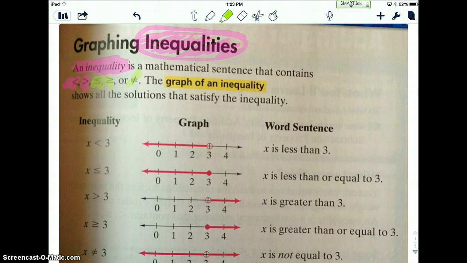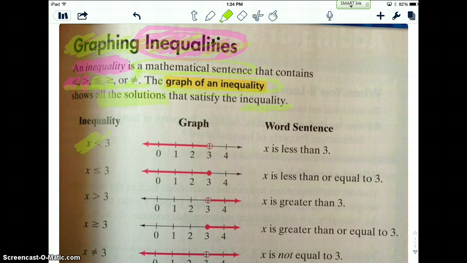All right, so we are graphing the inequalities. That's what we're going to do today to prepare to solve them. An inequality, like it says, is a math sentence that doesn't contain an equal sign. It contains one of those symbols: less than, greater than, less than or equal to, greater than or equal to, and not equal to. And when we look at the graph of an inequality, it's showing us all the solutions that satisfy that inequality. So let's look at some examples they gave us.